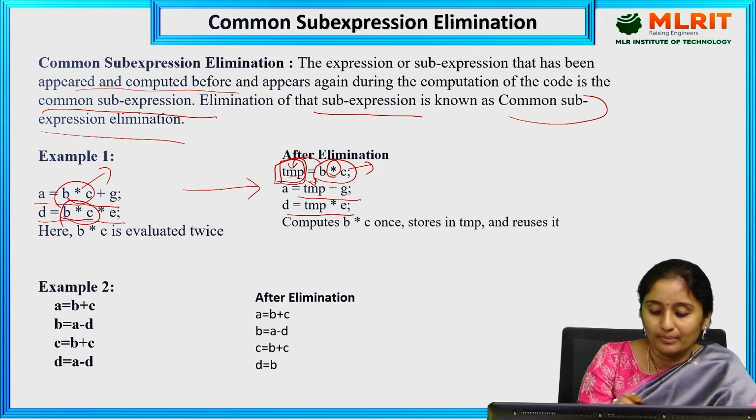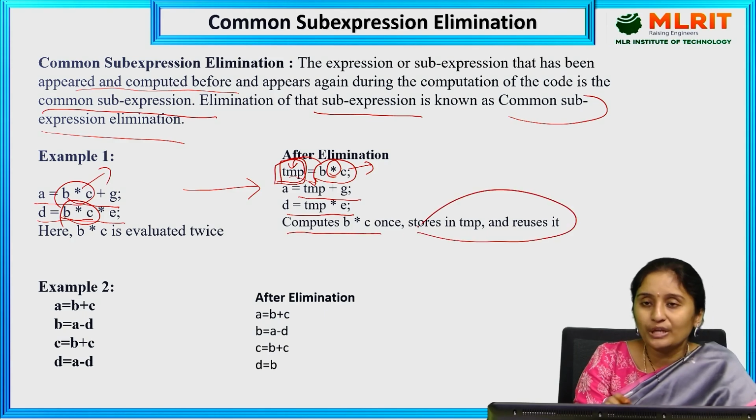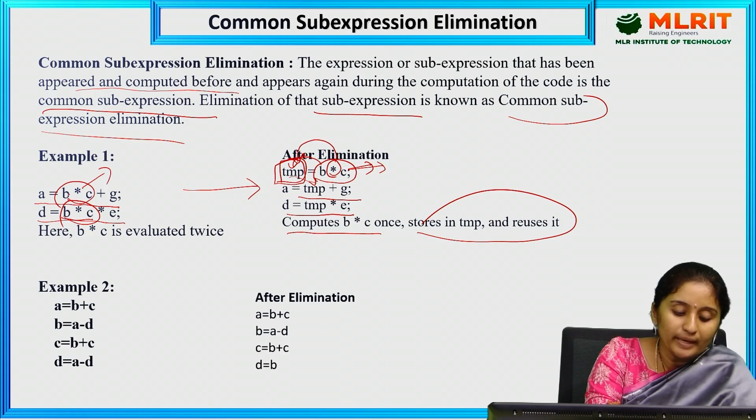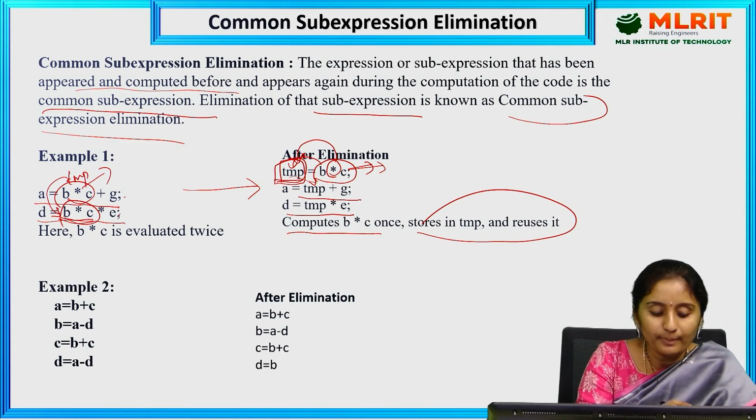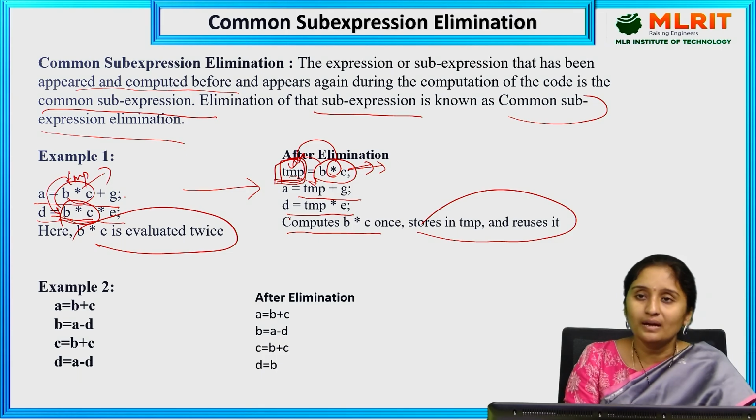Here it computes B into C and stores it in temp, and we are going to reuse the temporary variable. Initially, I calculate the B into C value, and that value is stored in the temporary variable. A equal to B into C, and B into C is nothing but temp, so I can write temp plus G. The next one, D equal to B into C into E. B into C is replaced with temp, so temp into E. So here, instead of evaluating twice, I replace it with a temporary variable.